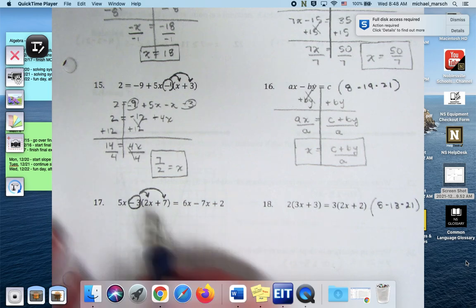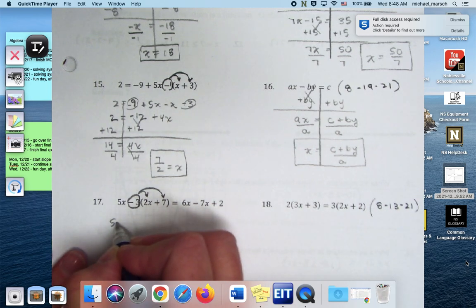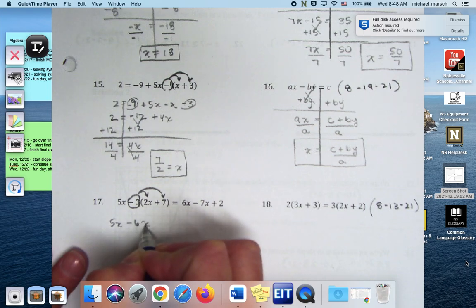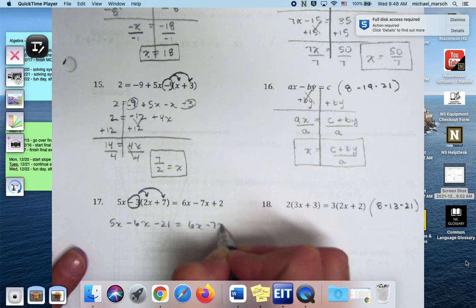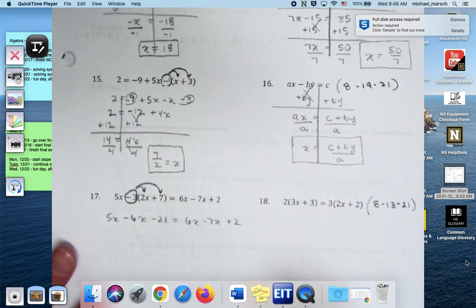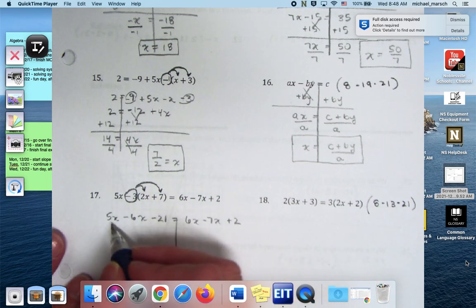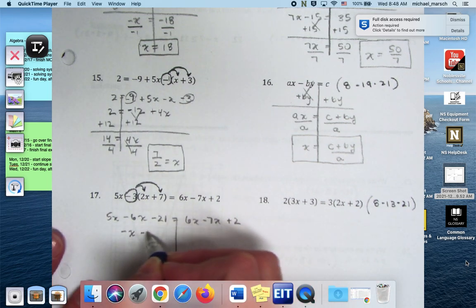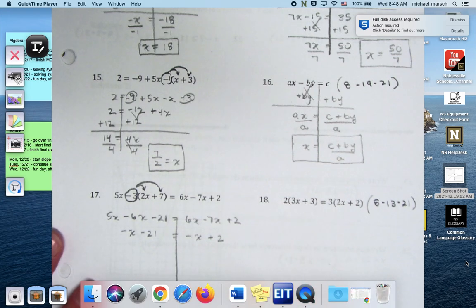Number 17, I'm going to distribute this negative 3. That's why I have it circled here. So I'm going to get 5x minus 6x minus 21 equals 6x minus 7x plus 2. 5x minus 6x is negative x minus 21. 6x minus 7x is also negative x plus 2.